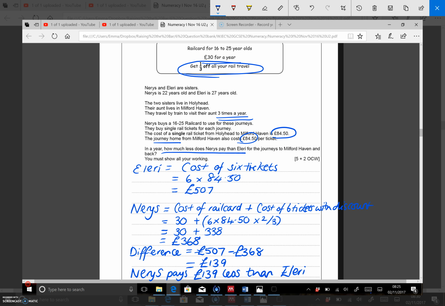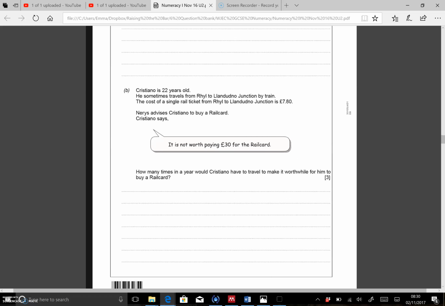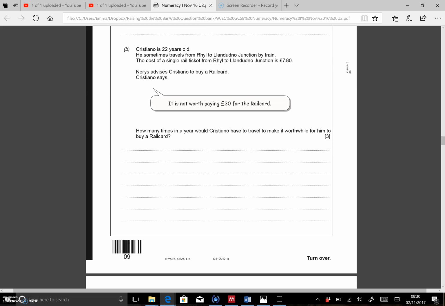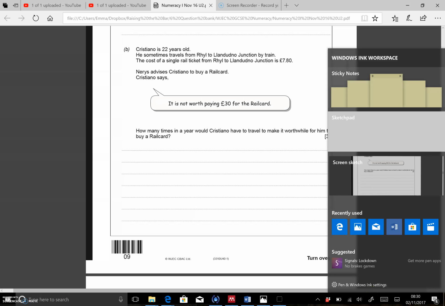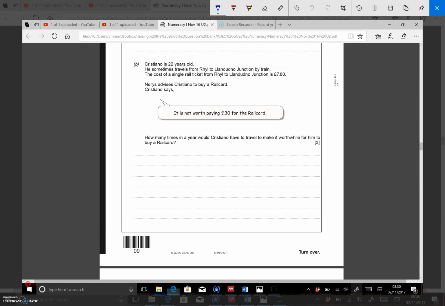I'll show you where all the marks come at the end of the video. We look at the second part of the question. This is about Cristiano. And Cristiano is 22. He sometimes travels from Rhyl to Llandudno. His rail ticket is £7.80, and Nerys tells him he should buy a rail card, but he says it isn't worth paying £30. So the question is, how many times in the year would Cristiano have to travel to make it worthwhile for him to buy a rail card?